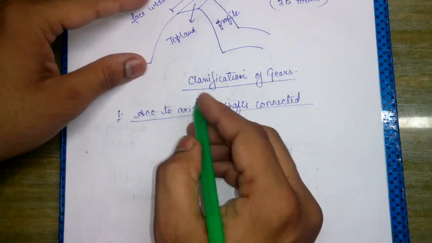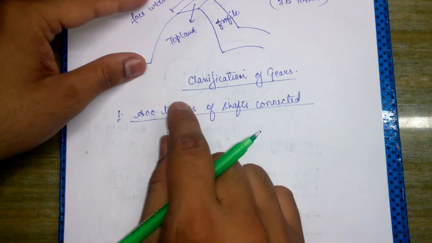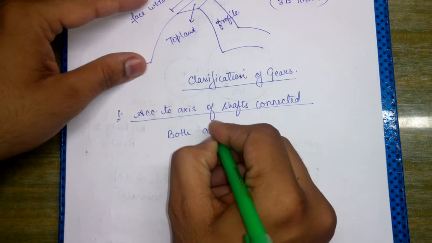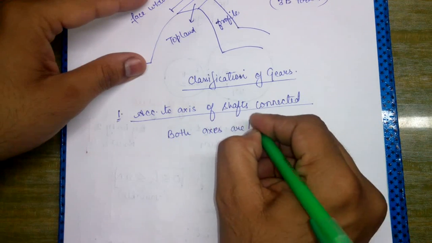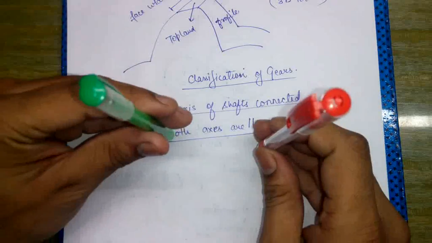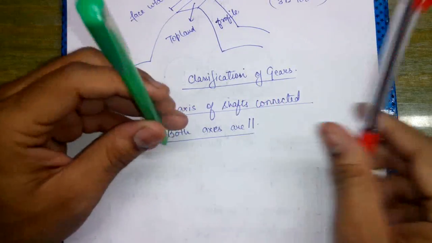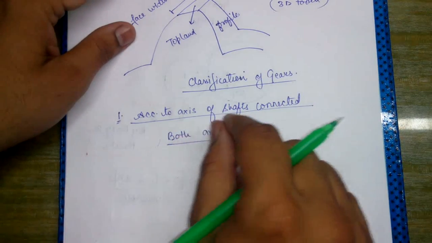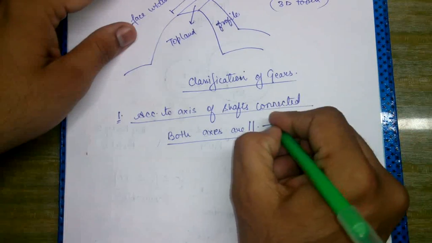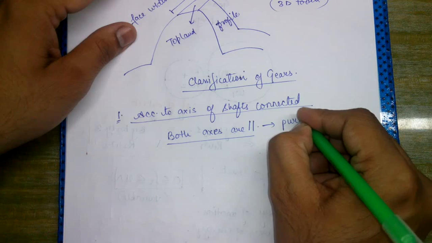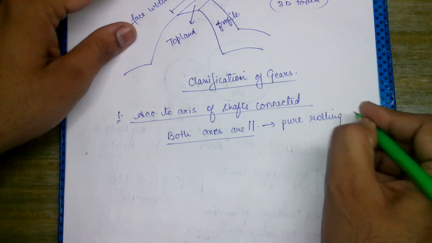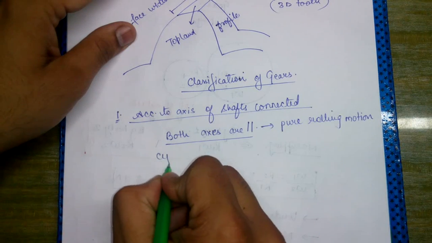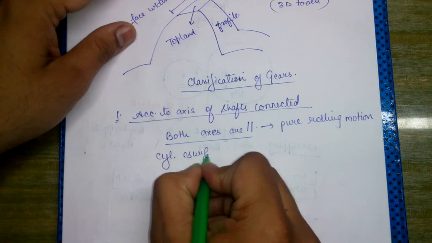They are mounted on these shafts, and depending upon the orientation of these shafts the gears are classified. So, for example, the first is when both axes are parallel to each other like this. Since these two axes are parallel, pure rolling motion can be transmitted between the two cylindrical surfaces in contact.